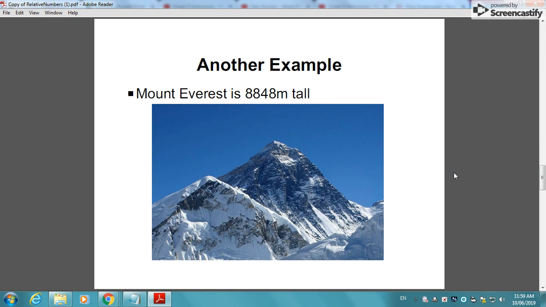Here is another example. Mount Everest is 8,848 meters tall. That's relatively meaningless to most people. You know it's like 9 kilometers. You can drive 9 kilometers, but it's really hard for your brain to grasp how tall that mountain is.